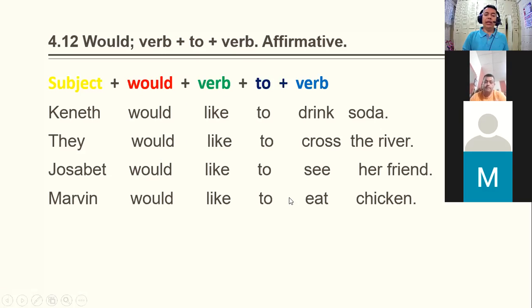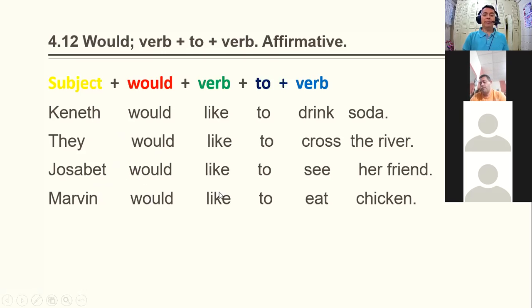Marvin would like to eat chicken. Marvin is pollero, right? Like me. Yeah, I like it. Me too, Marvin. My wife said that I am a gavilan, right? Because I love chicken.